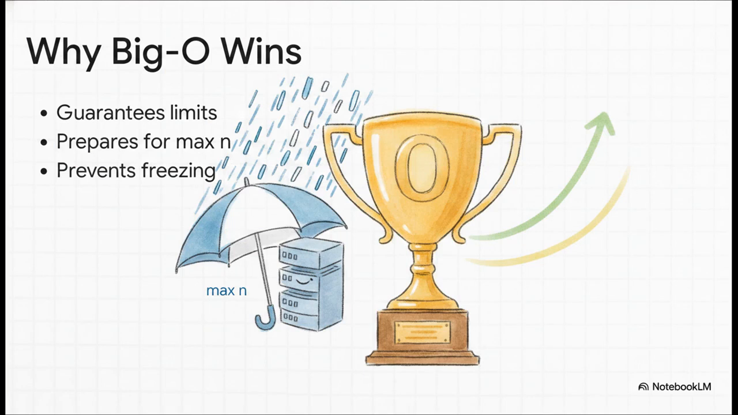Which brings us to our foundational understanding of why Big O wins out in the real world. Big O notation is universally favored by developers because it guarantees absolute performance limits. By always preparing for the maximum input size n, programmers safely ensure that their algorithms can handle extreme scaling. Ultimately, focusing on that ceiling, the upper bound, is what prevents our favorite apps from freezing, crashing, or suffering software death in a live production environment.